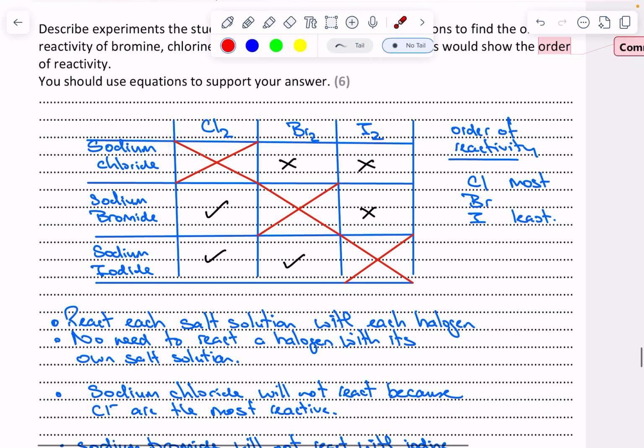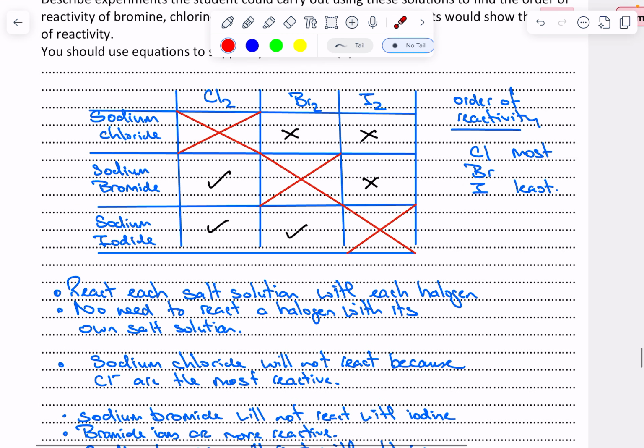Then, if we have a look at sodium chloride, chlorine is the most reactive of the halogens in the 3 that we've got. So these 2 are not reactive enough to react at all. So we've got 2 crosses there. And to reflect that, all I've said is that sodium chloride will not react because the chloride ions are the most reactive. Working our way down, sodium bromide.